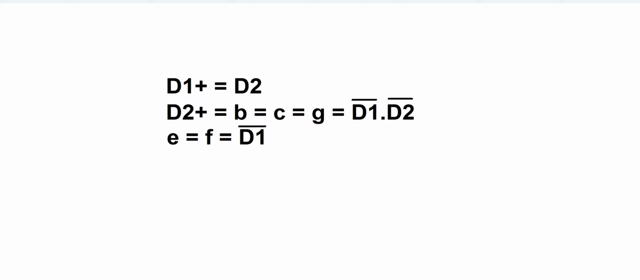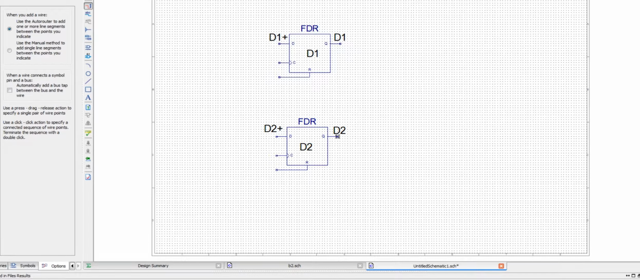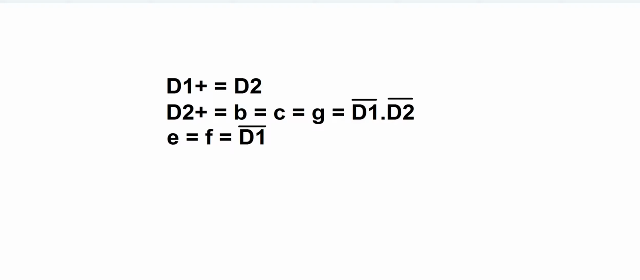So what does the first equation say? It says D1 plus equals D2. That means we have to connect D2 to D1 plus, so let's do that. I put a wire from D2 to D1 plus, and that's it. I just put it a little bit nicer so it's not out of the way. So now D1 plus is complete. I just connected D2 to D1 plus, as this equation says. So we're moving on to the next equation.